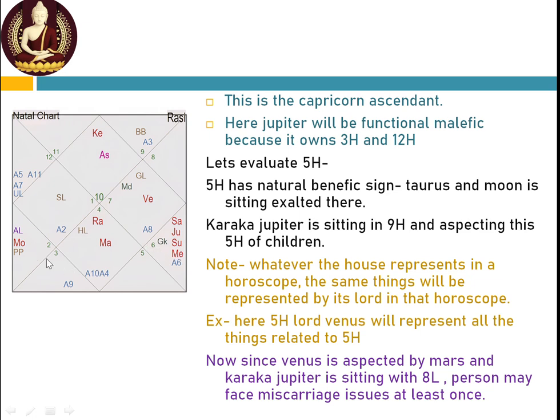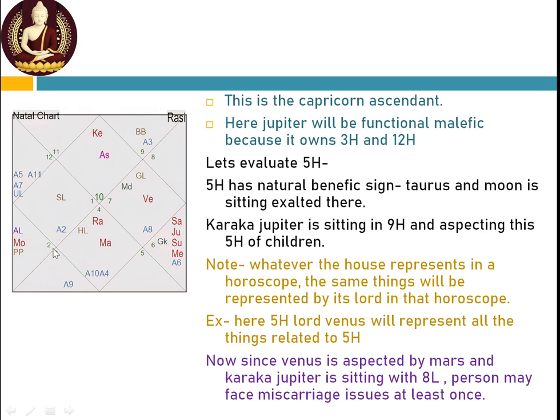Now as I have already told you, fifth house has sign of Taurus, having Moon in exalted sign, also the Lord Venus sitting here in its own sign, also mool trikona sign, and Jupiter sitting in the ninth house, aspecting this fifth house. So Karaka Jupiter sitting in the ninth house, aspecting fifth house of children. That's why, whatever the house represents in a horoscope, remember this thing, the same significations will be represented by the planets.